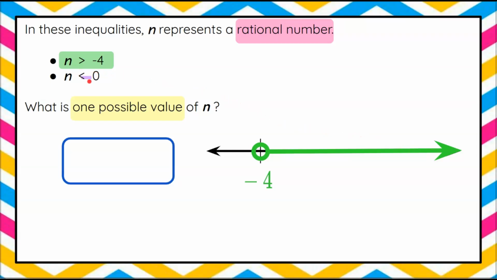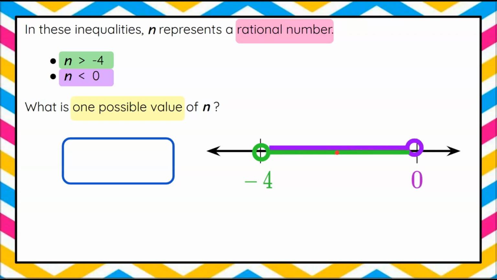Now let's look at the second inequality. N is less than 0. Let's put 0 on our number line. And again, it's less than 0, but not equal to 0. So an open circle on 0, and anything to the left satisfies the inequality n less than 0. But we want to understand something that represents both of these. So let's take off our extensions here, because it cannot be beyond 0, and it can't be less than -4. So it's any value that's not -4 and not 0, but lies between these two values.